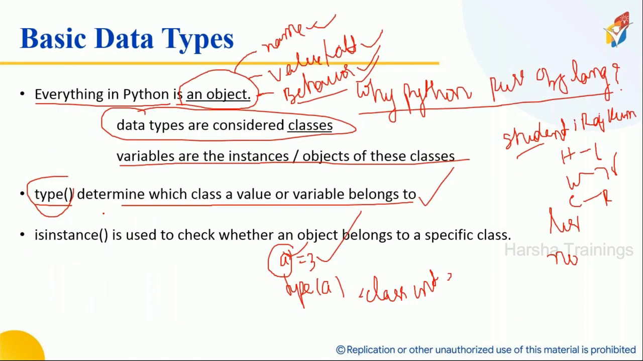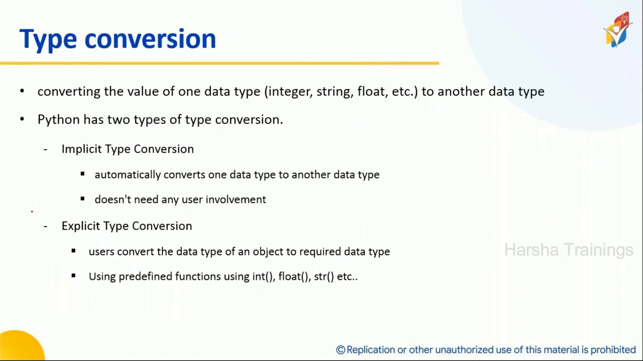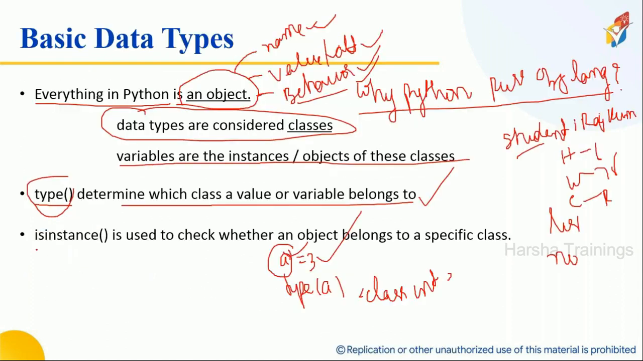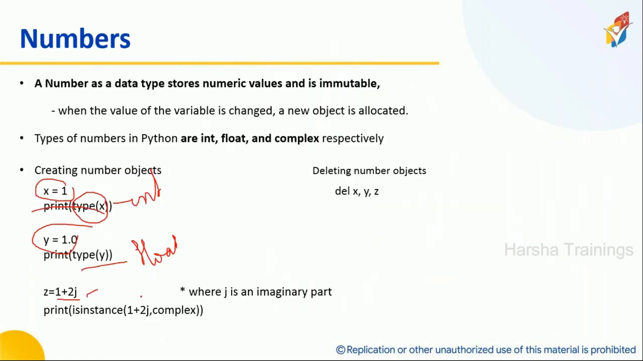Now, I have another function called isinstance. It is used to check whether an object belongs to a specific class. Now, can you please tell me, 1 plus 2j, is it complex or not? If it is complex, it returns true. Now, here we have created three objects, x object, y object, z object. If I want to delete the objects, there is a keyword called del. Now, these three objects are deleted from the memory. Is it okay?